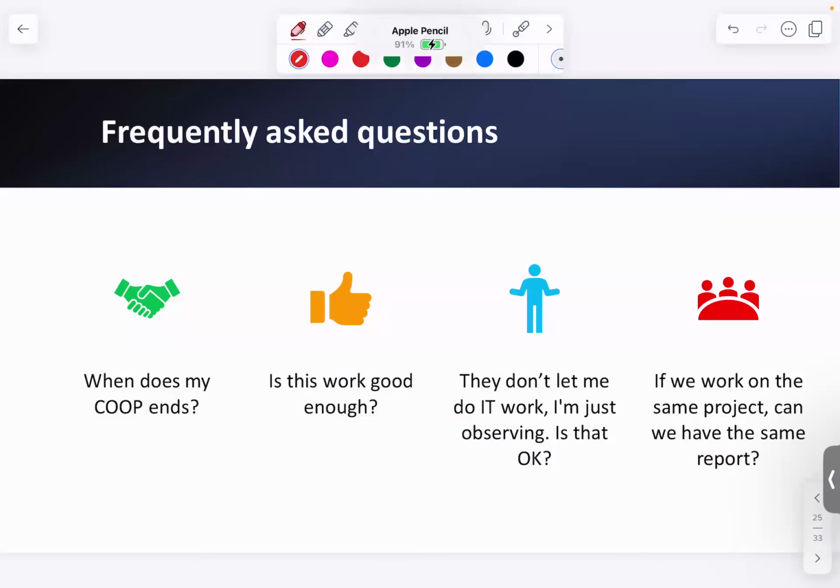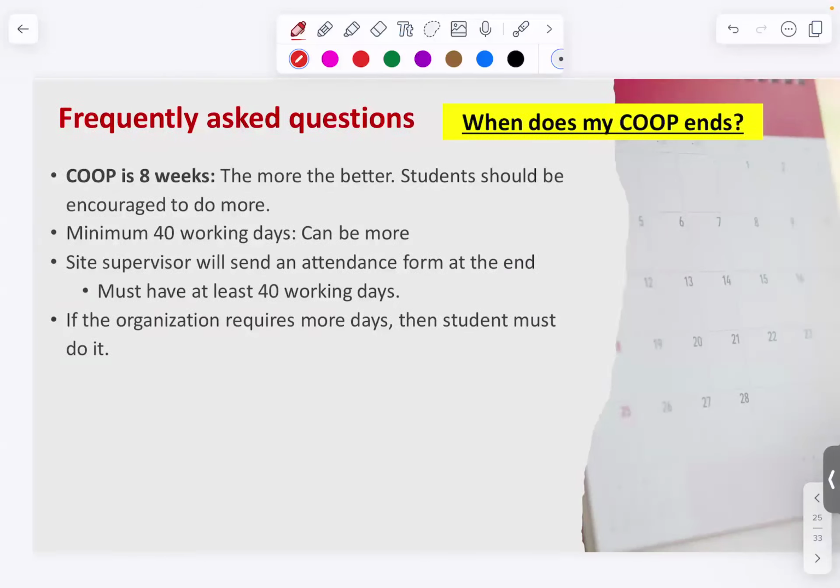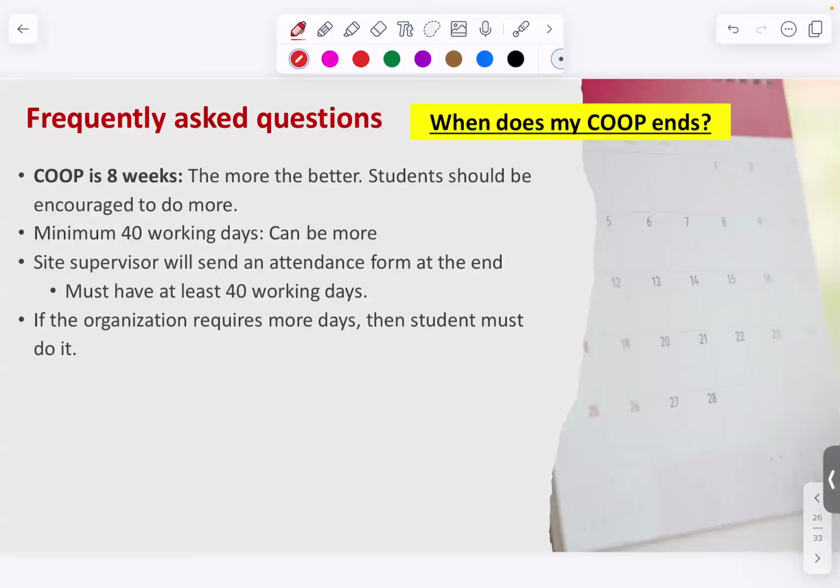So now I come to the questions actually asked by students. I'll go quickly and then give you time to ask. When does my co-op end? As I said, the minimum is 8 weeks and 40 working days. That's the minimum, and it depends on the company if they are asking for more, so you have to follow their guidelines. You should report this to the academic supervisor and the training committee so that they are aware of the time you will finish your co-op, because they will prepare the schedule for evaluating your final report, the submission deadlines, and so on, according to the company requirements. So there is no excuse about these requirements.